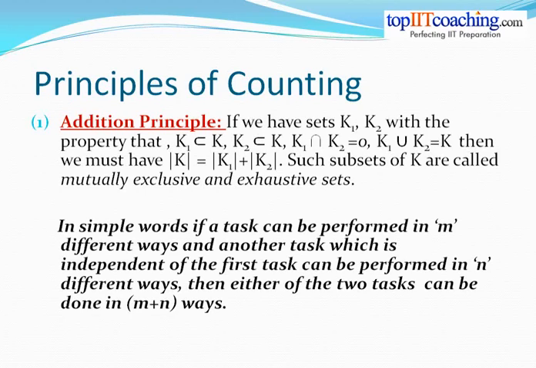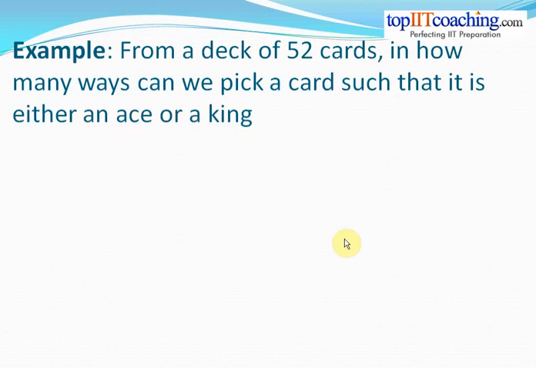What we can say is that if we have a task that can be performed in m different ways, and let's say we have another task that is independent of the first task and can be performed in n different ways, then either of the two tasks can be done in m plus n number of ways. Now let's try to understand the addition principle through an example.